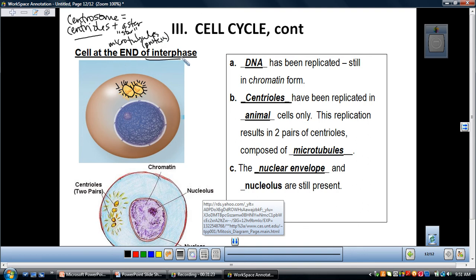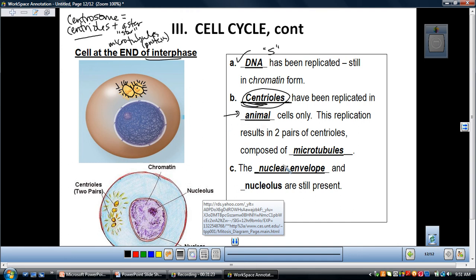So at the end of interphase, we've already doubled our DNA. When did that happen? That happened in S. Okay, it happened in synthesis. The centrioles are inside of the centrosome region, which is composed of the centrioles, the aster, plus all the proteins that are going to be in that area. Remember, only animal cells have centrioles. Plant cells don't have them.